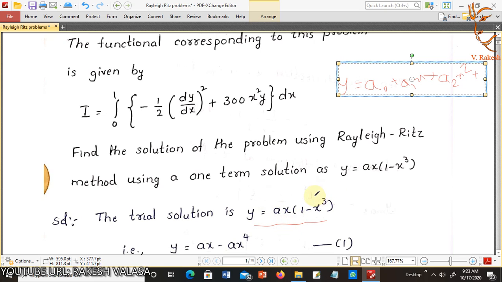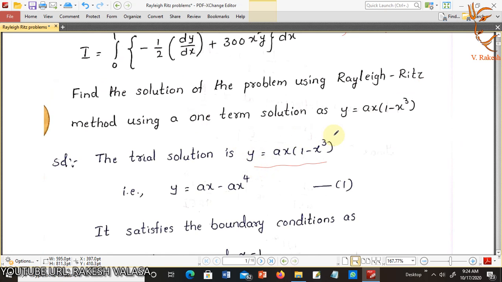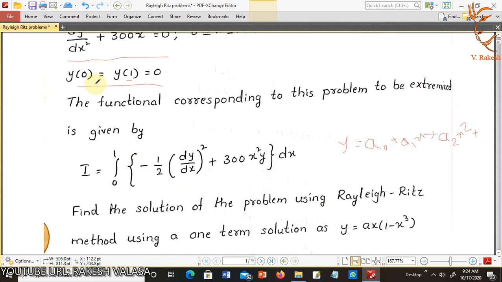You can verify whether the boundary conditions are satisfied or not. The given boundary conditions are x equals 0, y equals 0, and x equal to 1, y equal to 0. Just observe these boundary conditions. For this situation, you must take this as the trial function. If in the question y of 0 equals 0 and y of 1 equals some variable, in that situation you can take the polynomial trial function, that is y equal to a0 plus a1x plus a2x square and so on.